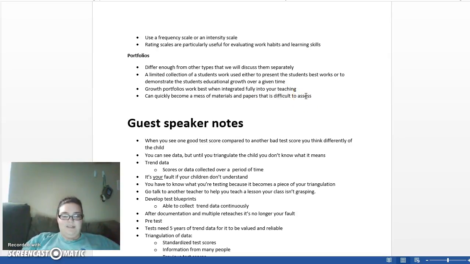I love the idea of portfolios. I think they're a great thing. I think that you can have your students start putting their work into a portfolio that they think is their best work, and then just so they can see how much they progress throughout the year. But it also can become a crazy mess if you don't stay on top of it with your students.